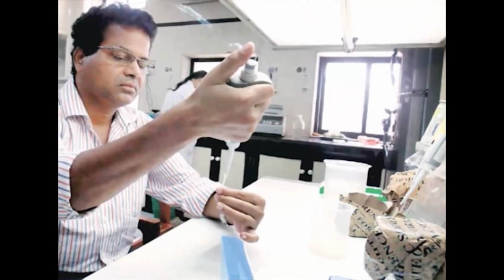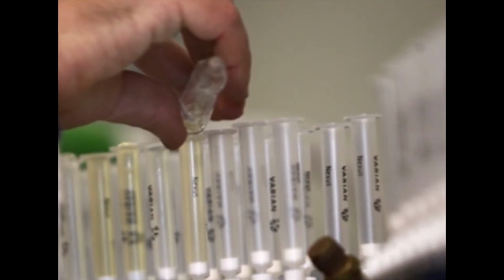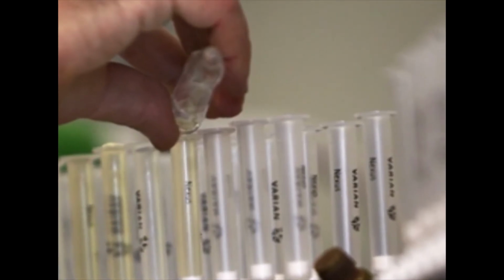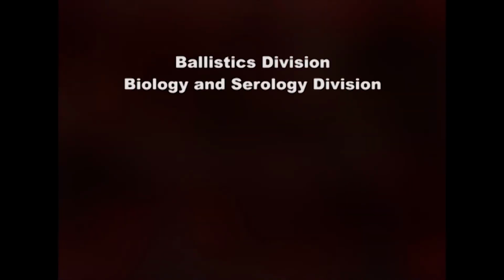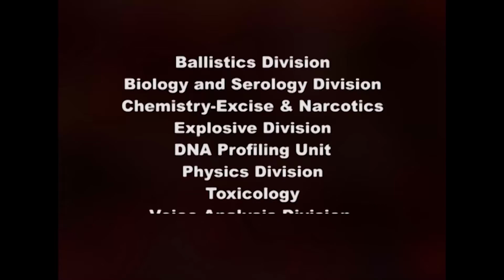The state FSL can have the following divisions, which render forensic support services to the various investigating agencies in scientific analysis of exhibits and collection or detection of relevant physical clues from the scene of crime. Ballistic division, biology and serology division, chemistry and explosive and narcotics division, DNA profiling unit, physics division, toxicology and voice analysis division. Having finished this lecture, we will move to another module, that is limitations of a state forensic science laboratory.